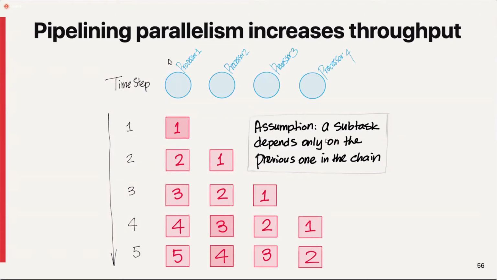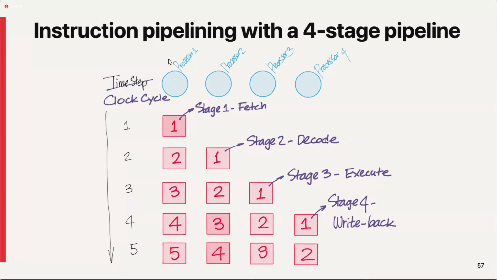And while the second subtask of task 1 is running on processor 2, the first subtask of task 2 is at this time running on processor 1. So this is called filling the pipeline. If we are able to fill the pipeline, as we have shown in this figure, then we're running 4 different tasks concurrently, even though we're running different subtasks belonging to these 4 different tasks. And this is used in many real-world examples.